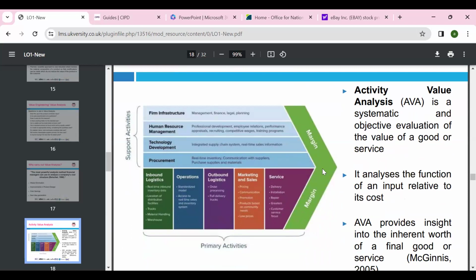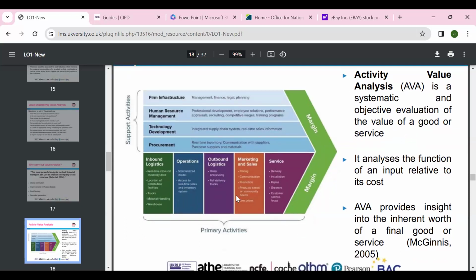We can say Porter has primary activities like inbound logistics, operations, outbound logistics, marketing, and service. Those primary activities need to be linked to the support activities. We need to think about how the primary and support activities work together to create value. Ultimately, the primary and secondary activities need to work as a single unit, and that will create the value.